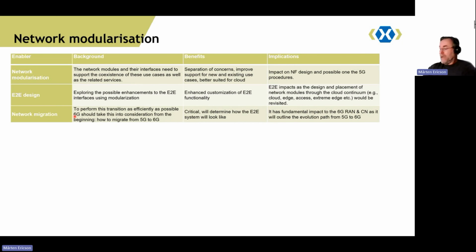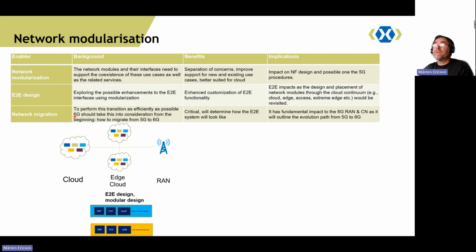Finally, we have the network migration. You can see this is the figure then for the cloud network. But anyway, the network migration is then to look at how should we migrate from 5G to 6G. And this will, of course, limit what we can do here. The migration is important to have a look at, because it will in some way decide what can we do with the 6G architecture and modules and interfaces like that.